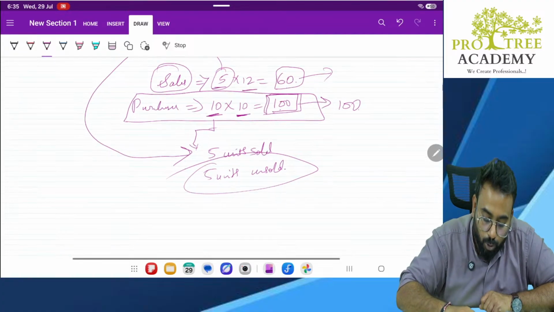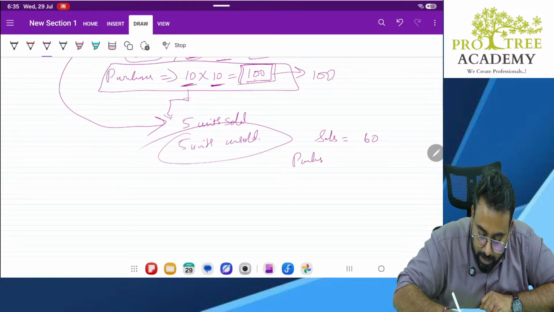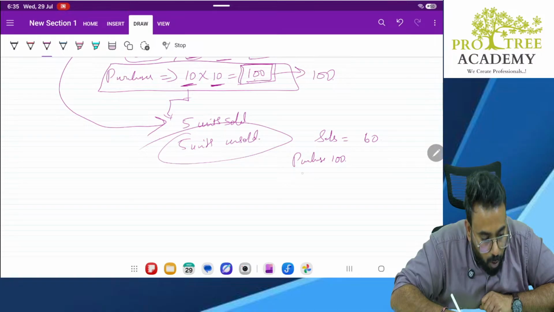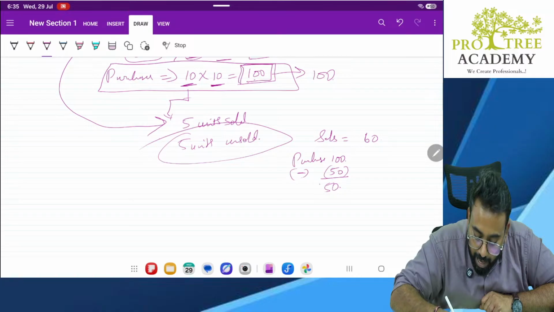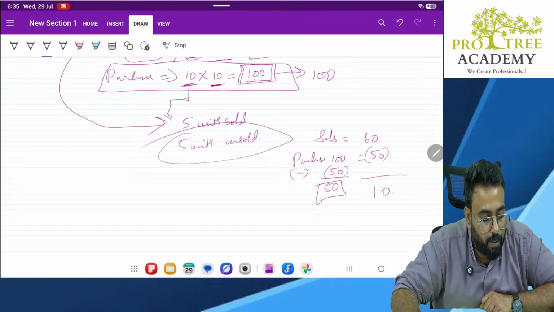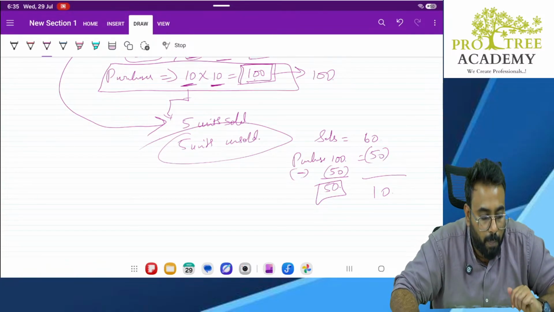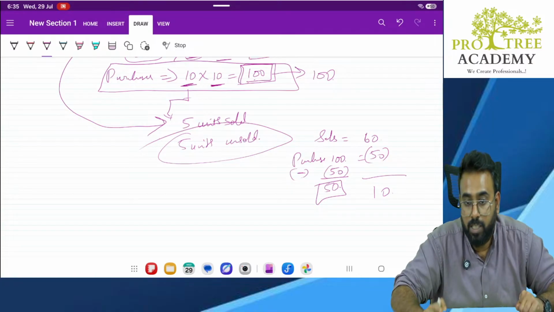So, what do you do to get the profit? You took the sales. Sir, sales is how much? 60. Sir, purchases is actually 100. But out of this 100, 50 rupees is still with me. So, how much did you actually sell? I sold only 50. So, now what is the profit? 10 rupees. Correct? Yes, this is how you calculated.